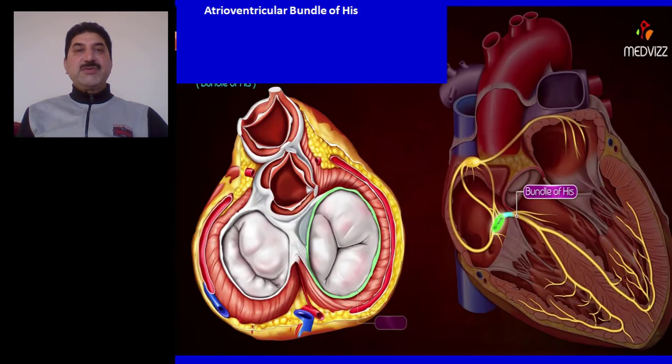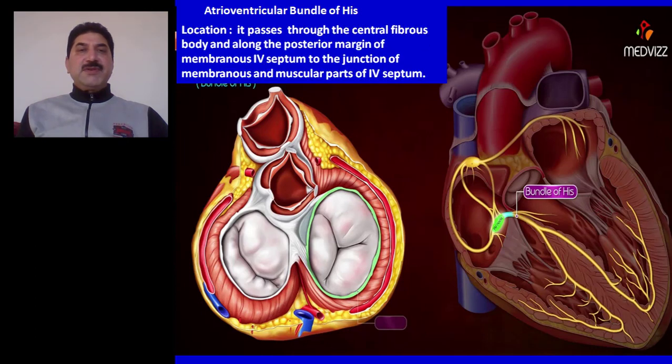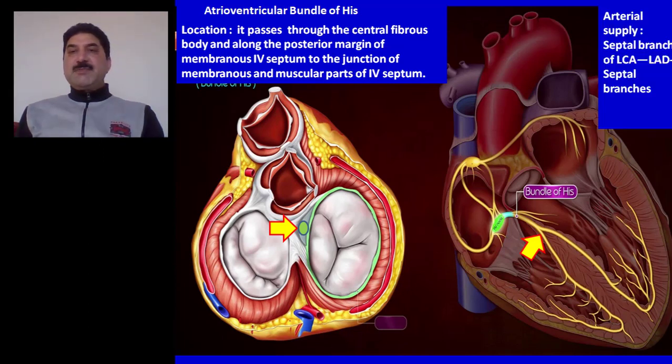Blood supply of atrioventricular bundle of His. Atrioventricular bundle of His passes through the central fibrous body and along the posterior margin of the membranous interventricular septum to the junction of membranous and muscular parts of interventricular septum, as shown in this figure. This is the central fibrous body between anteriorly located aortic valve and posteriorly located tricuspid and mitral valves. It is also related to the posterior part of membranous septum. Its blood supply comes from septal branches of left coronary artery, that is left anterior descending coronary artery, which gives septal branches to supply the bundle of His.